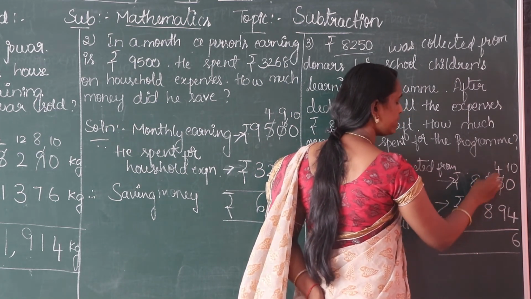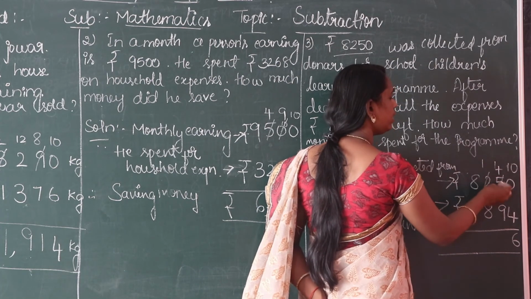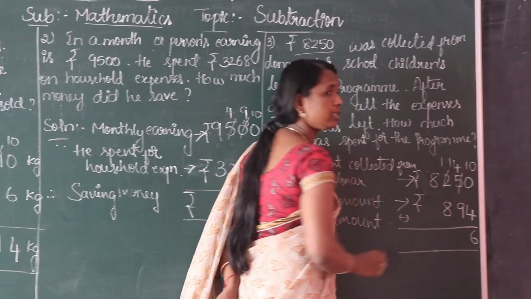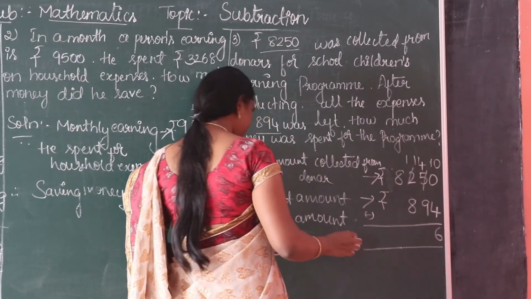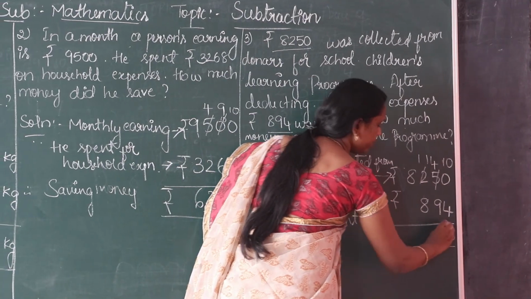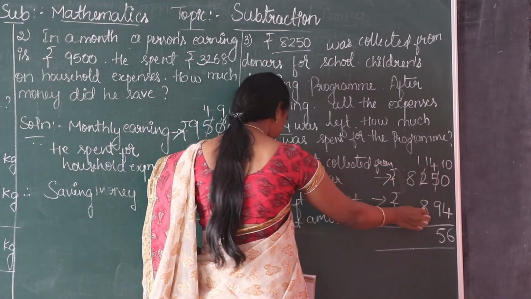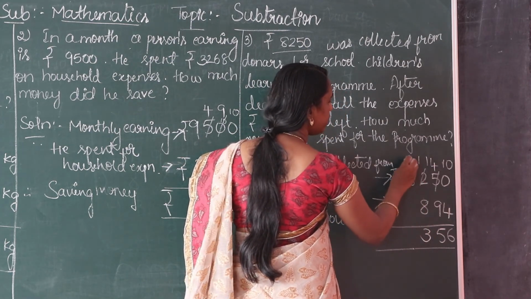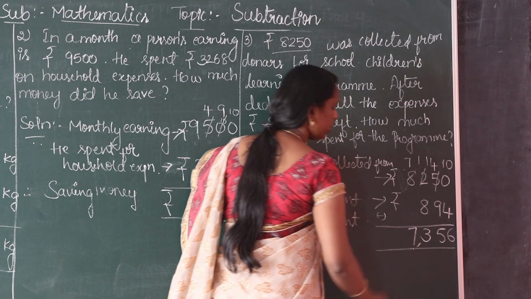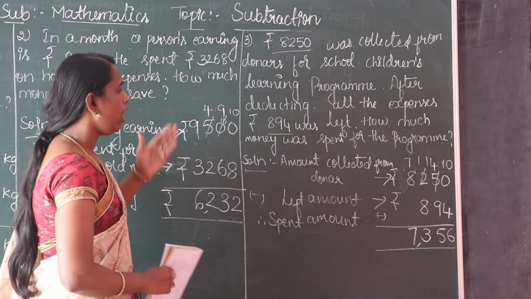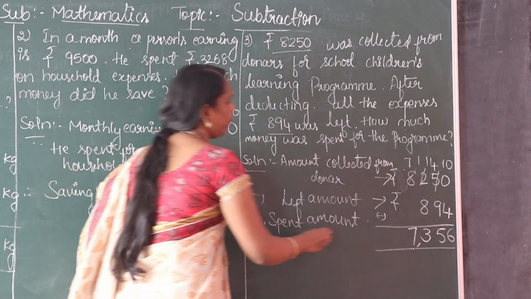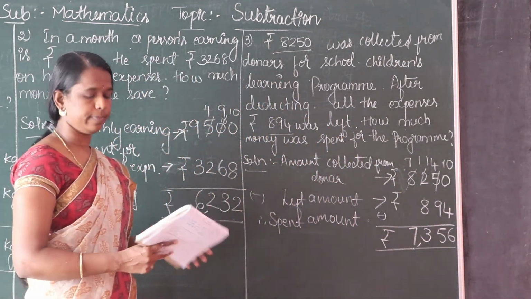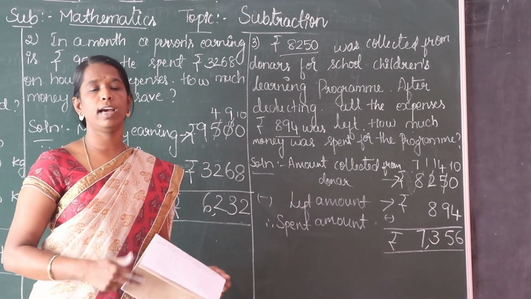Take borrow from this 100 place. This 2 becomes 1. This 4 becomes 14. 14 minus 9, how much? 5. Again, 11 minus 8, how much? 3. So this 8 becomes 7. 7 as it is. So for the school program, how much money was spent? Rupees 7,356. So write the classwork in the arithmetic classwork.